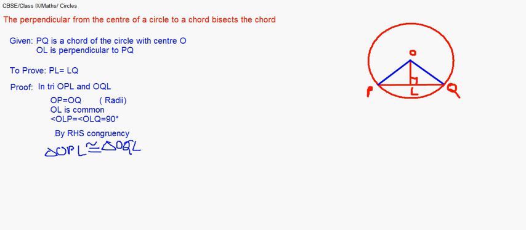Now once OPL is congruent to OQL, we can write by CPCT PL is equal to LQ. That's what we were supposed to prove. Let's move on to the proof of converse of this theorem. I'll write down the converse here as a statement.